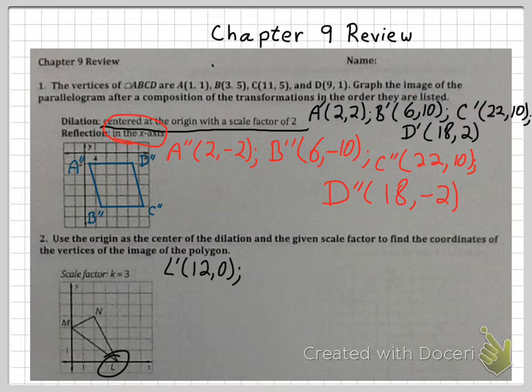M, however, is (0, 3). And you multiply both of those coordinates by 3, and you get (0, 9), right? 3 times 0 is 0. 3 times 3 will be your 9. So you would get (0, 9). And then you find the coordinates of N, multiply each one of those coordinates by 3, and you get that N prime is (6, 12). So there's your answer right there. Okay?